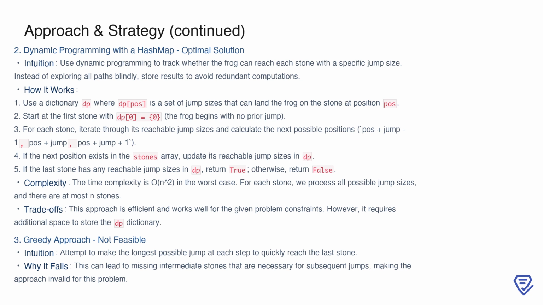Starting with the first stone, the frog begins with no prior jump, so we initialize dp[0] as a set containing 0. From there, for every stone, we iterate through its reachable jump sizes and calculate the potential next positions by adding the jump size -1, the same size, or +1.